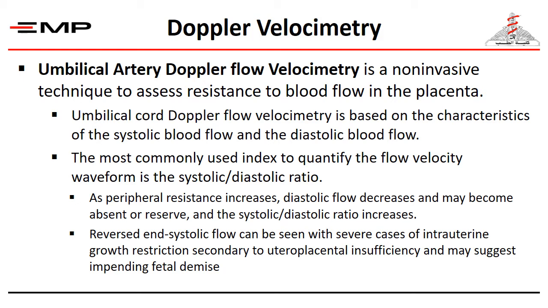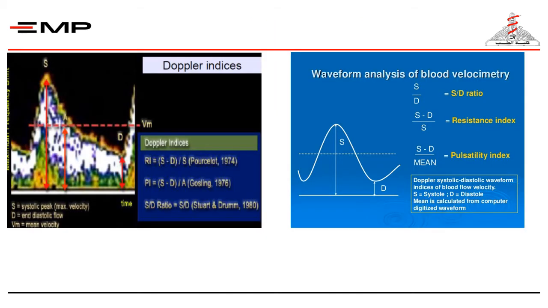As the peripheral resistance increases, diastolic flow decreases and may become absent or sometimes reversed, and the systolic-diastolic ratio increases. Reversed end-diastolic flow can be seen with severe cases of intrauterine growth restriction secondary to uteroplacental insufficiency and may suggest an impending fetal demise.